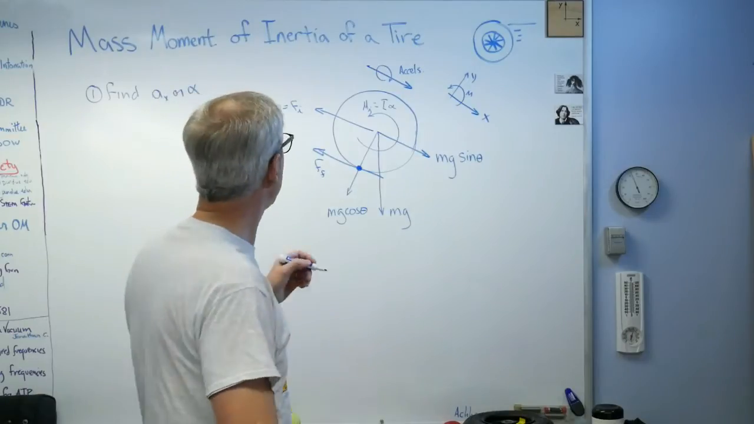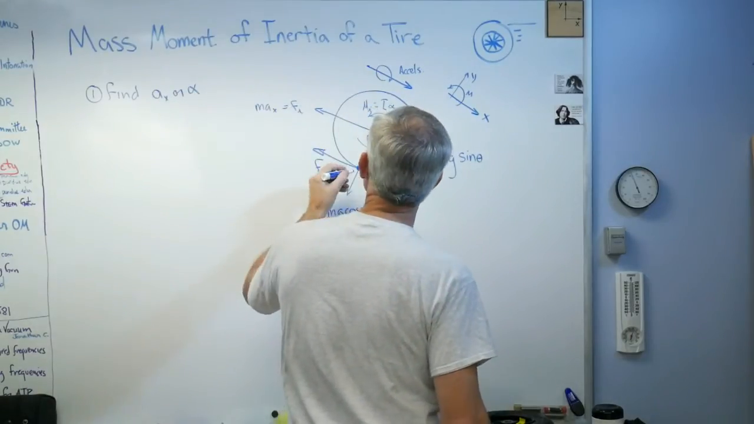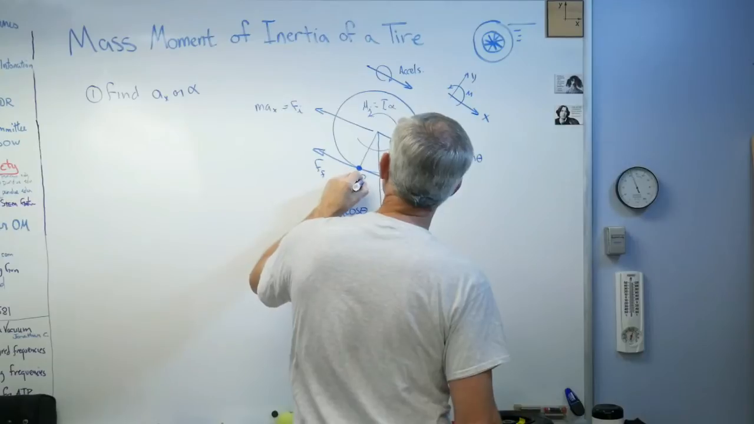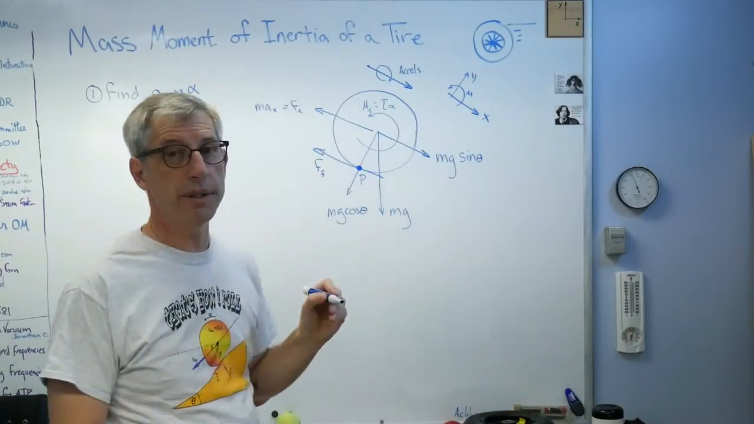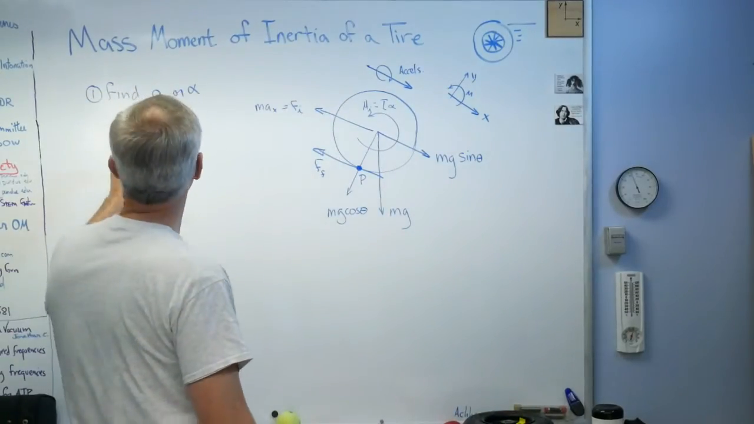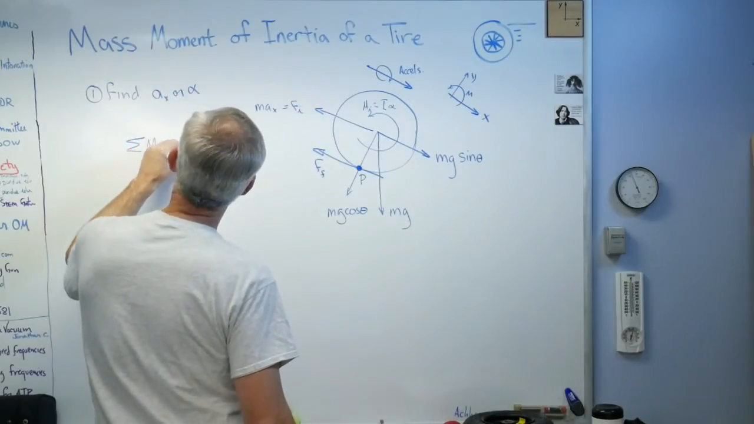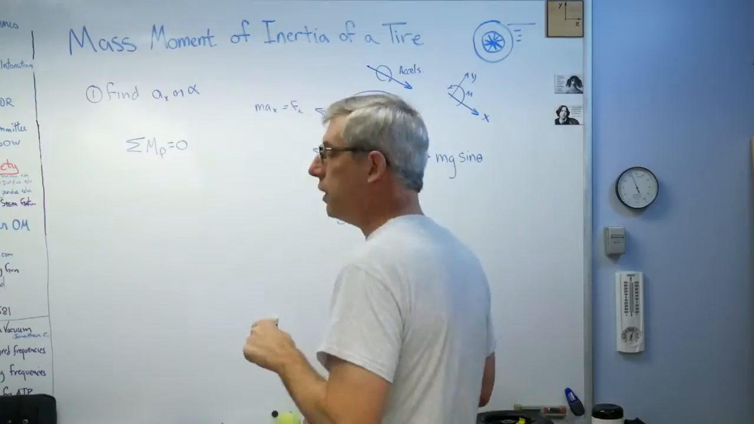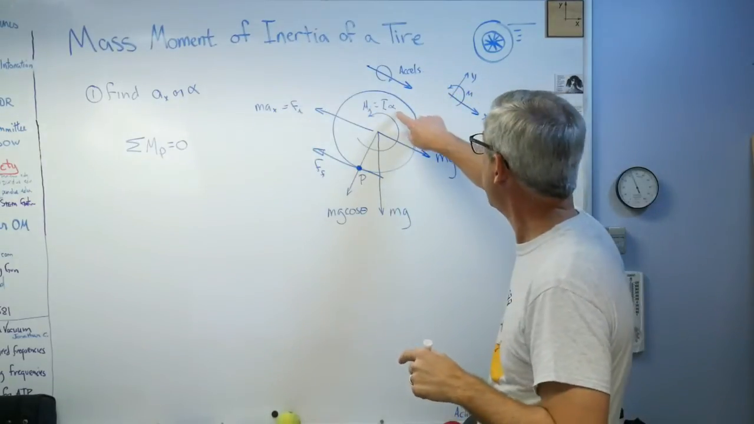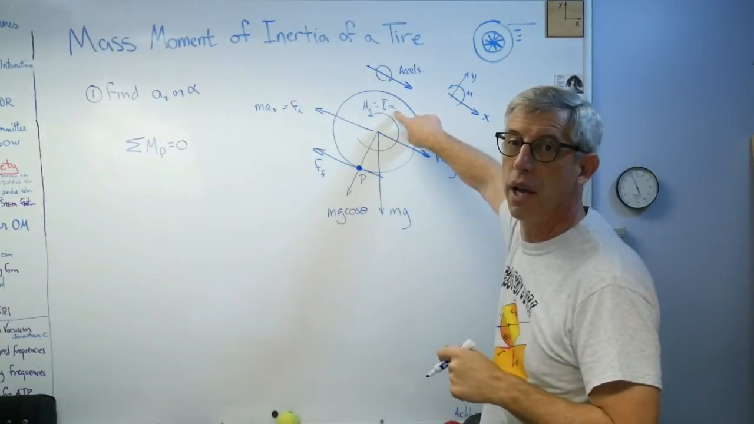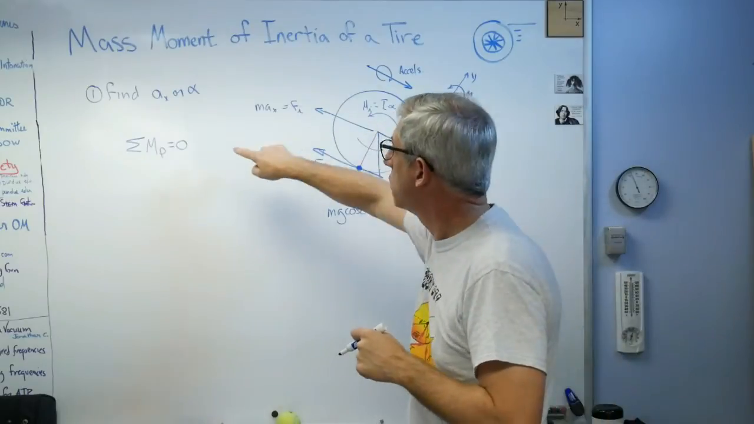Okay. So I need to call this something. I guess I'll call it, I don't know, shall I call it P for point? Class the other day we called it Dave, and that worked out okay too. So I'll sum the moments around the point P, and I'm going to set them equal to 0. The reason I set them equal to 0 and not I alpha is I alpha already lives in there. Okay, I've already taken that into account, so I get to do that.